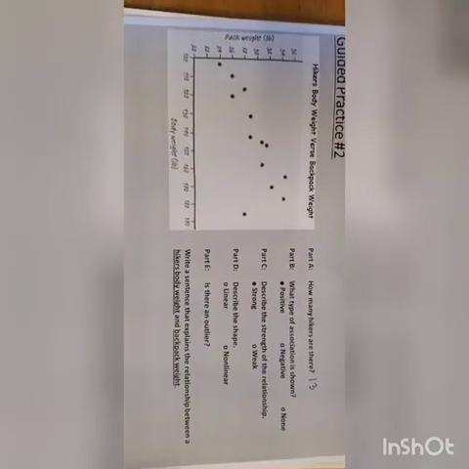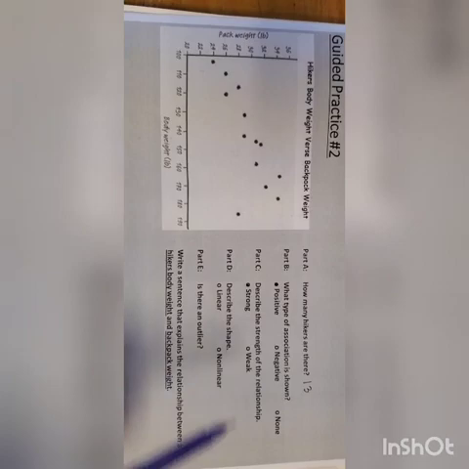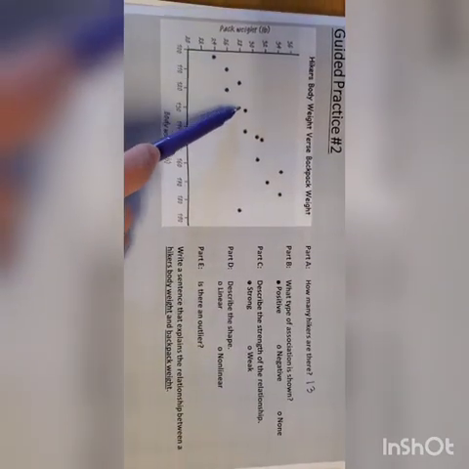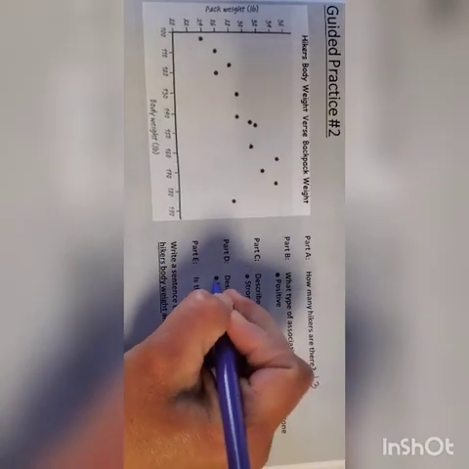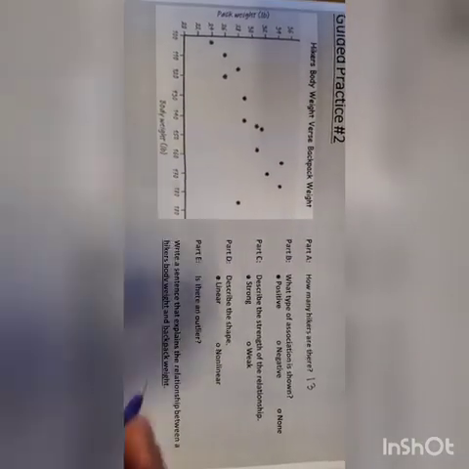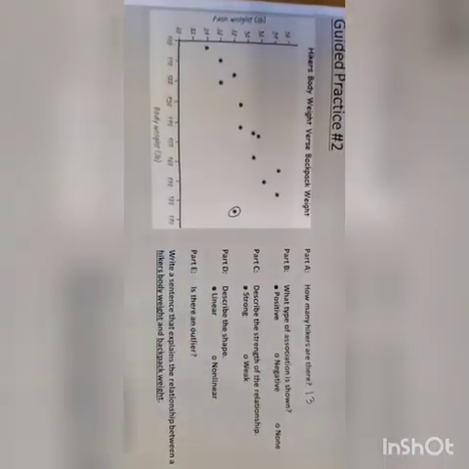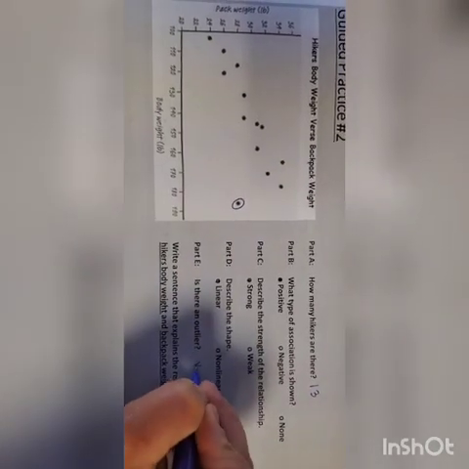And it asks you to describe the shape of the relationship. I think that it is linear. You can see that it is increasing constantly. And is there an outlier? I would say yes, this is an outlier. I would say that little piece of data right there is an outlier.